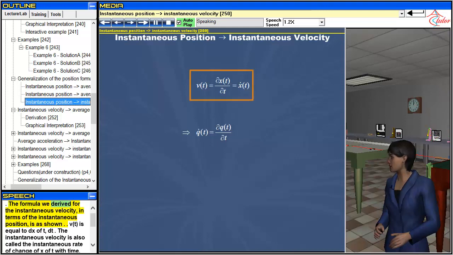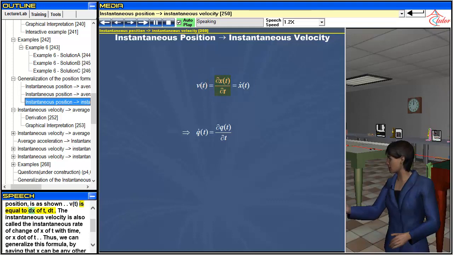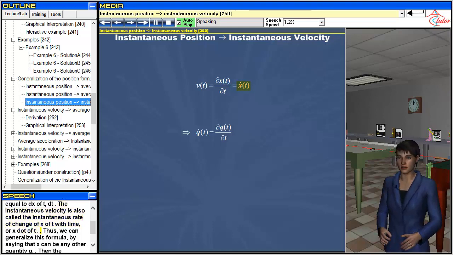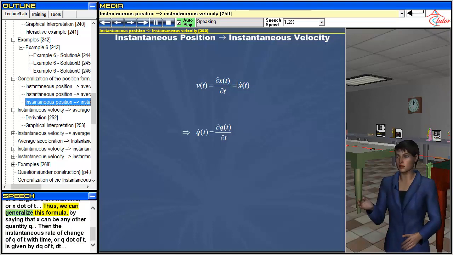The formula we derived for the instantaneous velocity, in terms of the instantaneous position, is as shown. V of t is equal to dx of t, dt. The instantaneous velocity is also called the instantaneous rate of change of x of t with time, or x dot of t. Thus, we can generalize this formula by saying that x can be any other quantity q. Then the instantaneous rate of change of q of t with time, or q dot of t, is given by dq of t, dt.